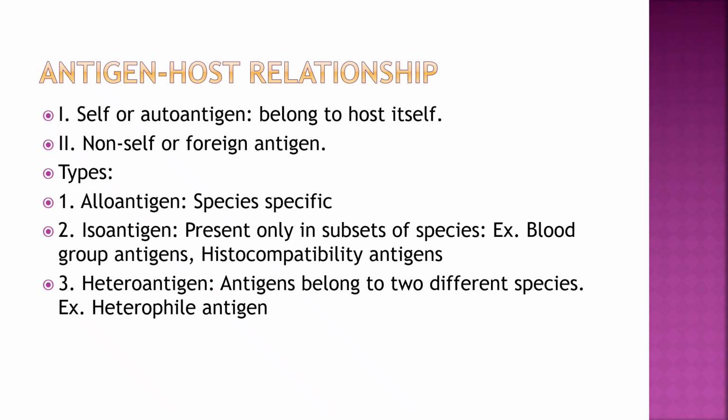Then they are again of different types. First is alloantigen, a species-specific antigen. This is when the antigens are present in a species. Then isoantigen is present only in a subset of a species. Examples are blood group antigen and histocompatibility antigen, so they are called isoantigen. Then heteroantigen, where antigens belong to two different species. Example, heterophile antigen.